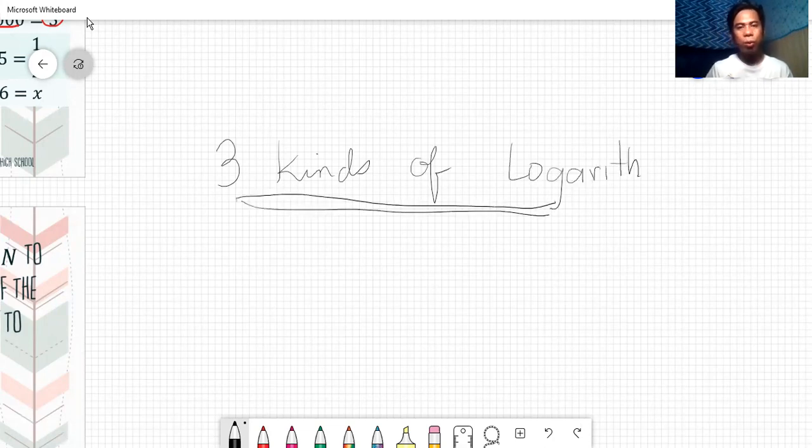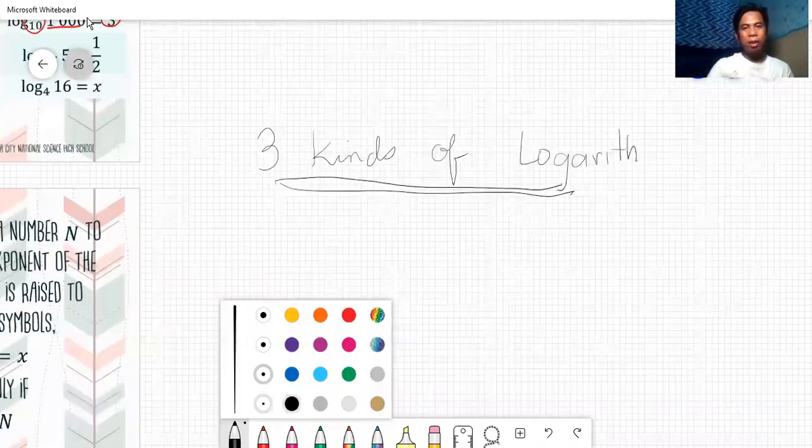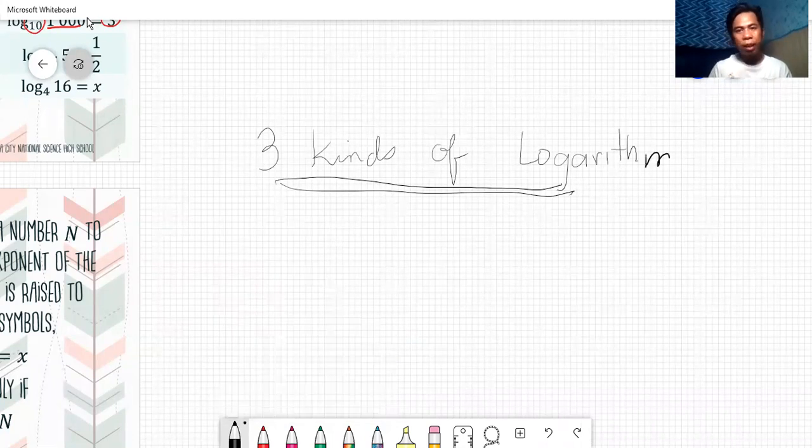Okay, so pardon my writing because it's actually not good. Okay, so we have three kinds of logarithm, sorry, I misspelled it.